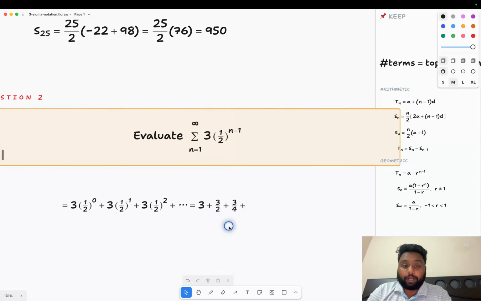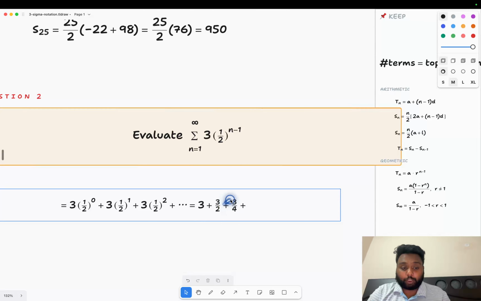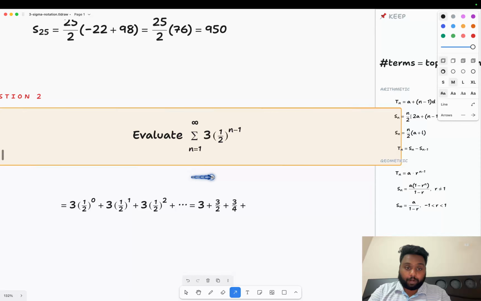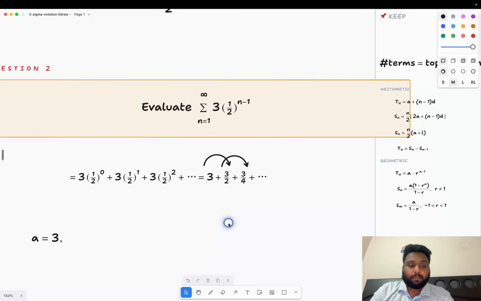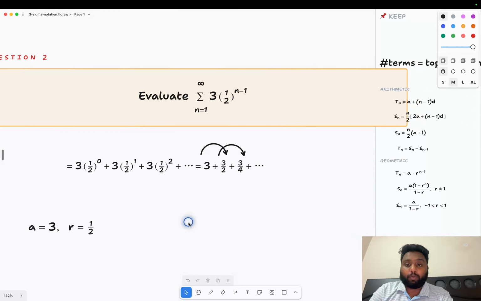And now you can immediately see that your common ratio is 1 by 2, right? Between this and this, and between this and this, the common ratio is 1 by 2. So my a is 3 and my common ratio is 1 by 2.